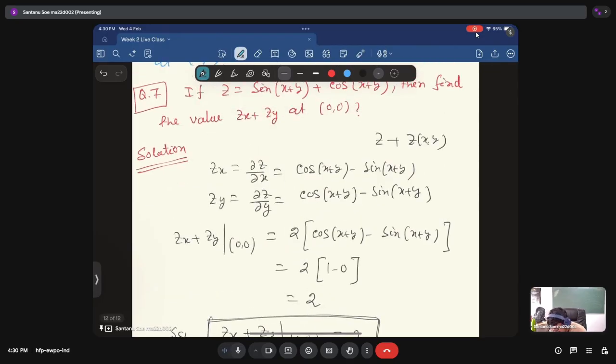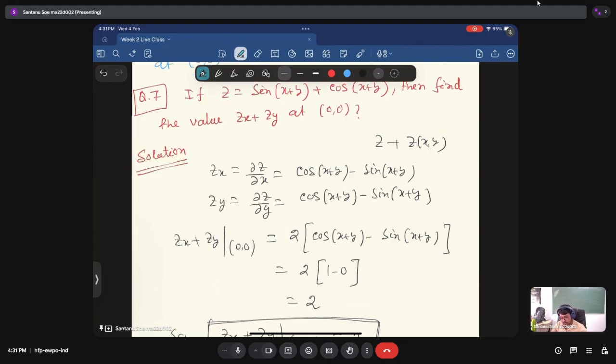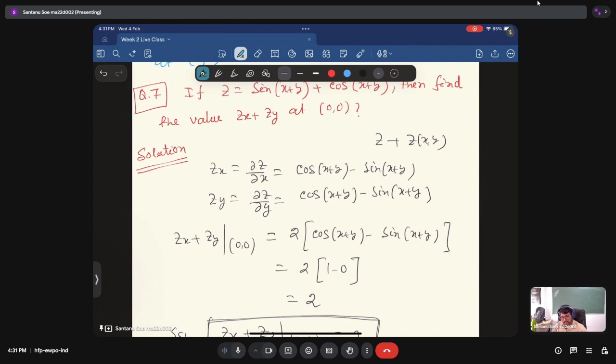So this is just using the partial derivative with respect to x and with respect to y. Since z is a function of two variables x and y, del z del x is nothing but the partial derivative with respect to x keeping y constant. So the derivative of sine of (x plus y) is nothing but cos of (x plus y).